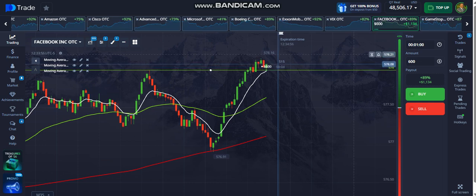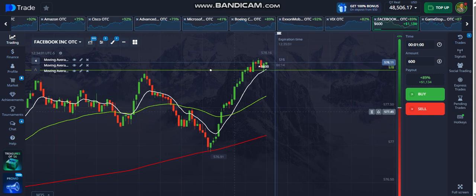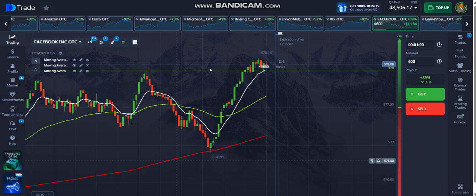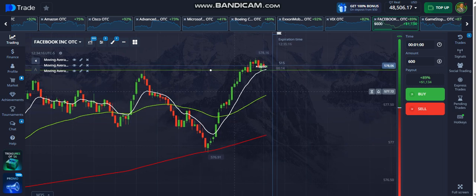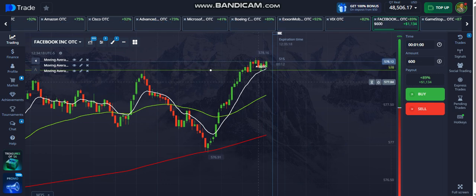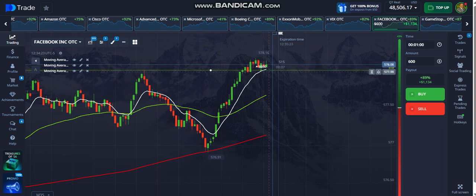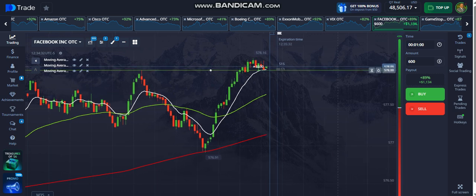Okay, so I just took a trade on Facebook, and the reason why I took the trade is nice crossover of the 10 EMA, the white line, with the 50 EMA, the green line. In addition to that, the 200 SMA, the red line, is showing a strong bullish trend in the stock. And so I waited for that first retracement back to the 10 EMA line. In addition to that, the price broke the previous level of resistance here, which I drew a line here, which is the green line.